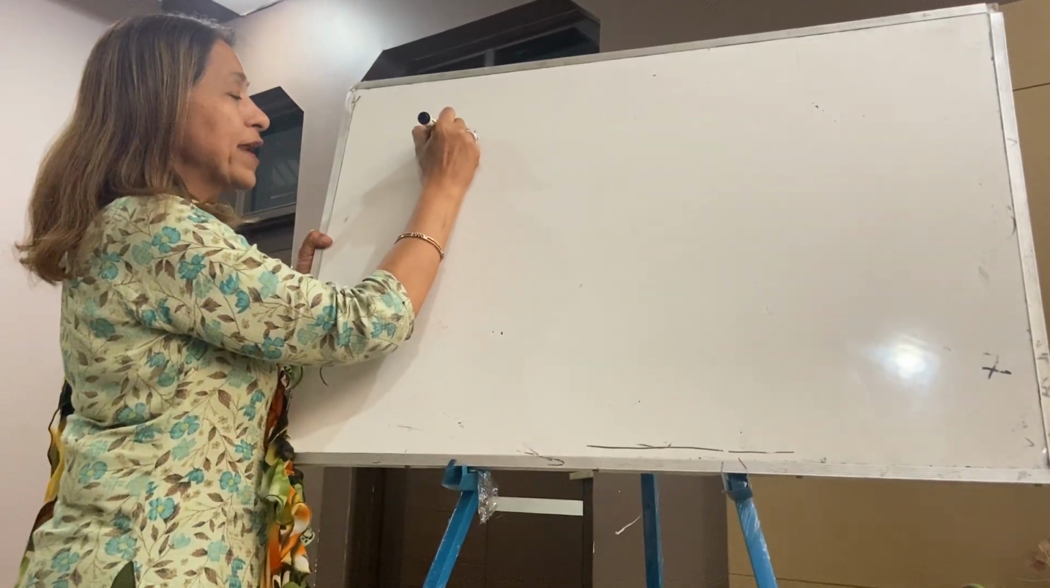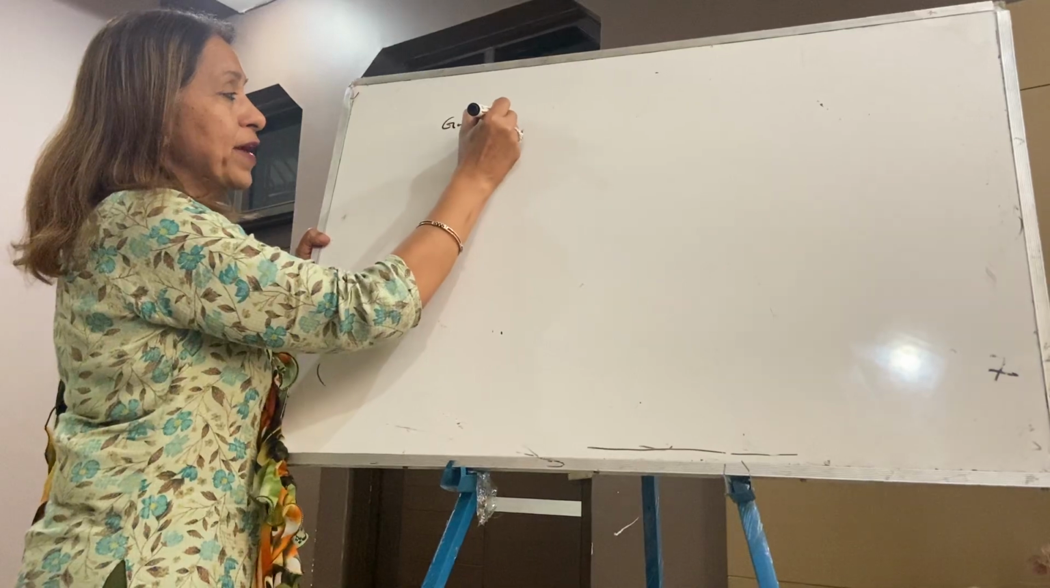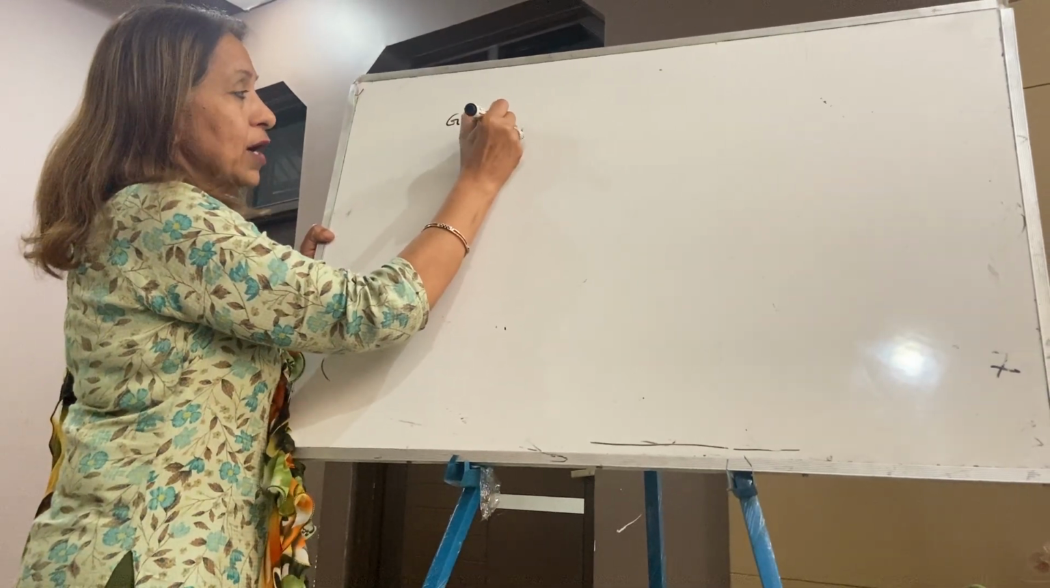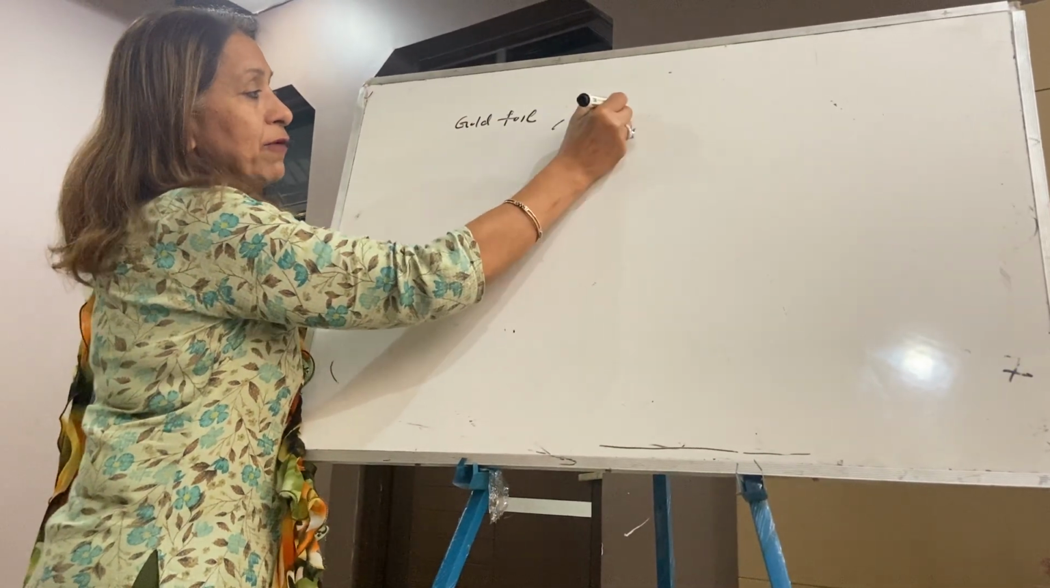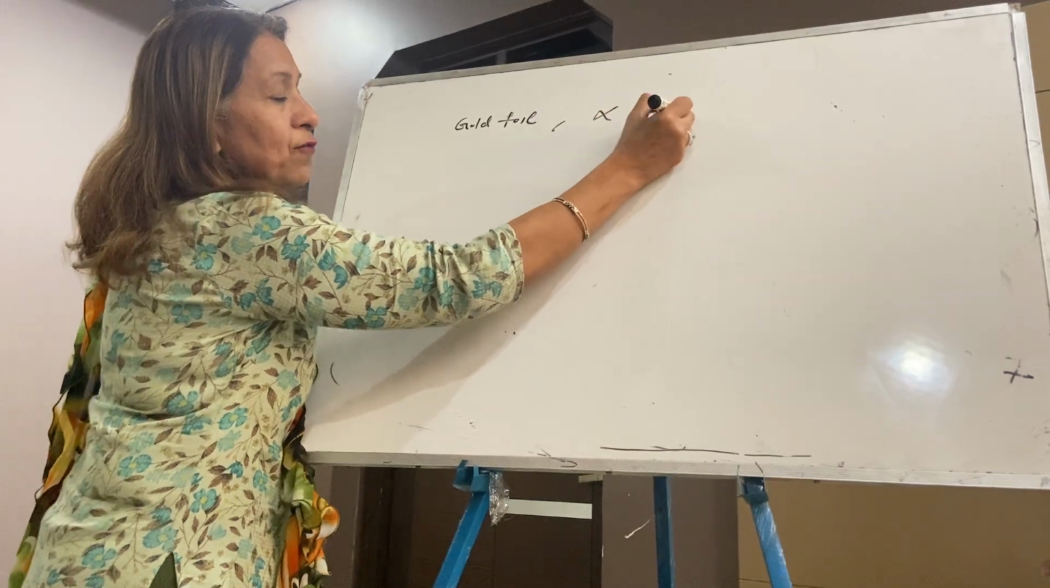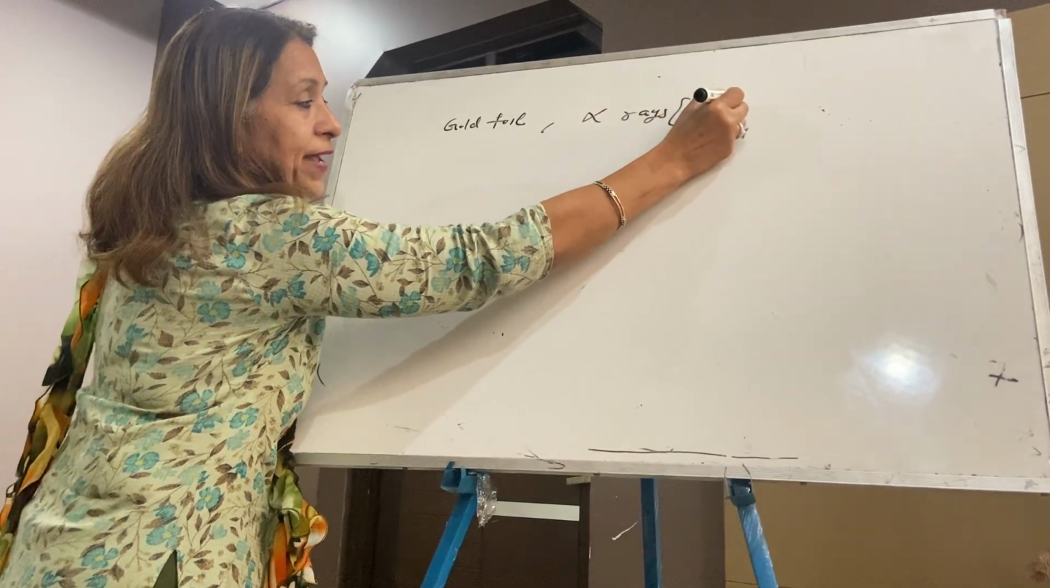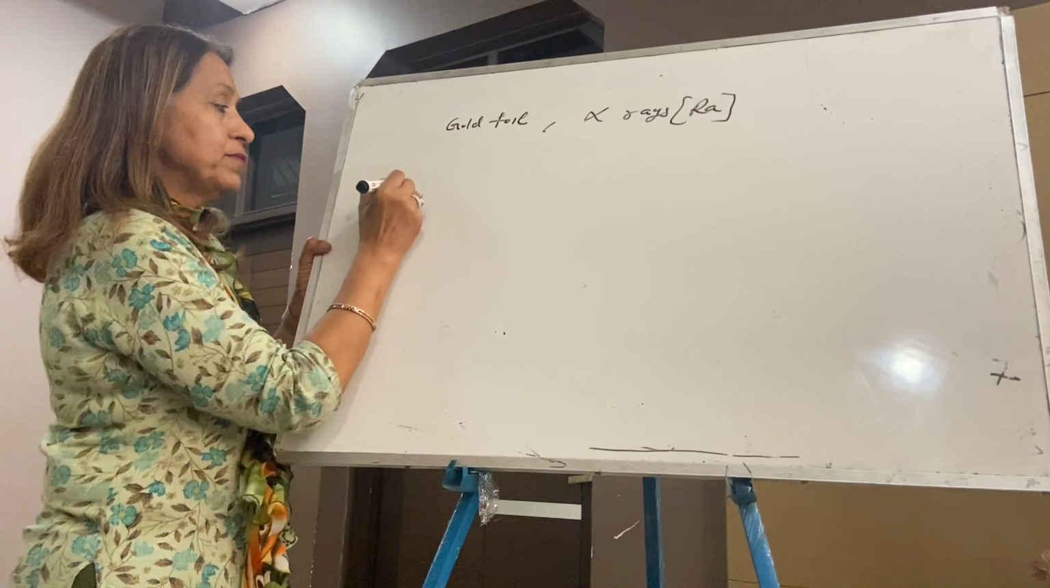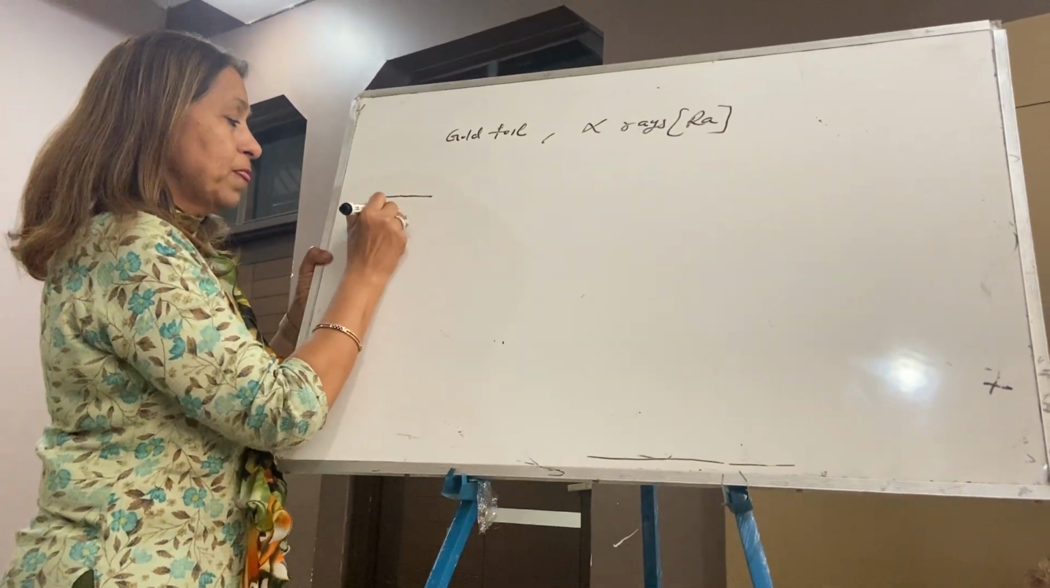It's the gold foil experiment. Rutherford alpha ray scattering experiment. I will take gold foil. I will take alpha rays. For alpha rays, I will take radium metal. Radium is radioactive. Let us make a diagram.